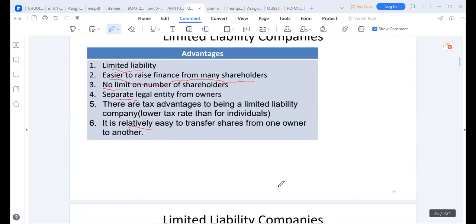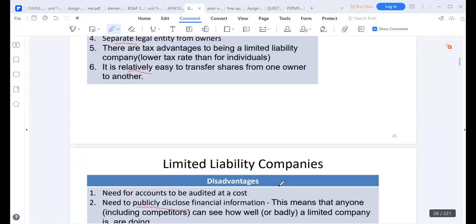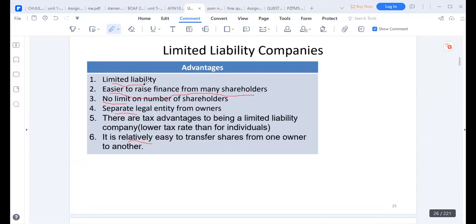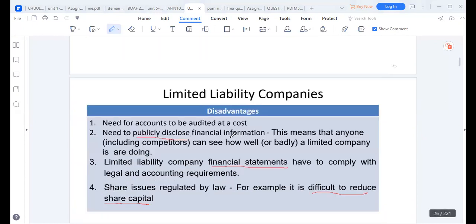So we talked about the advantages and disadvantages. Advantages for these companies are that they have limited liability. It's easier to raise funds from the shareholders because you sell shares. There's no limit on the number of shareholders; you can have as many as can be. They are separate legal entities from the owners, meaning they can sue those that may abuse their office. Transfer of shares is easier than the complexities that a shareholder or a partner may have.